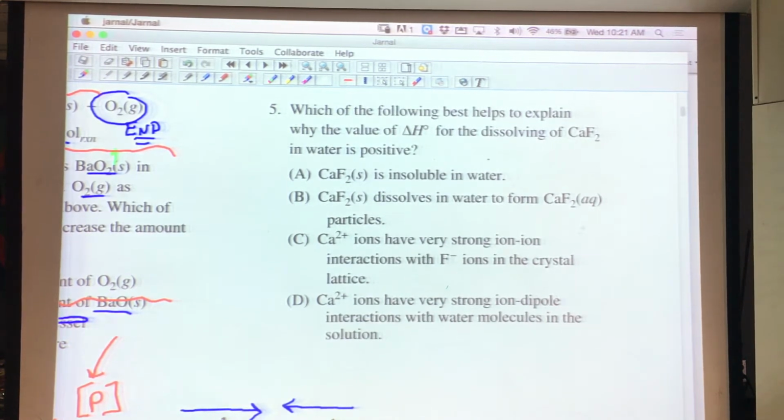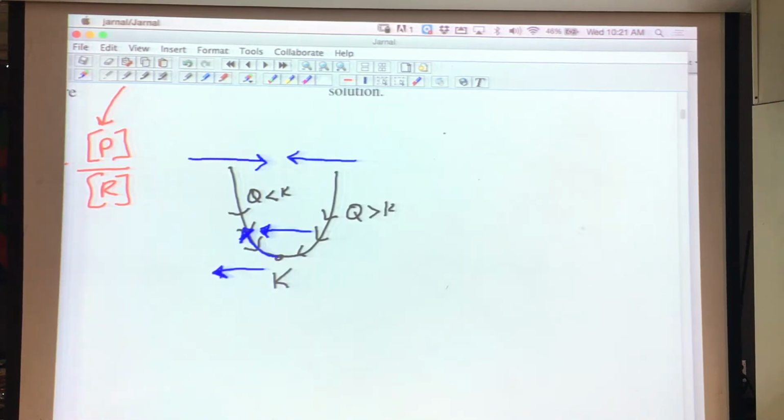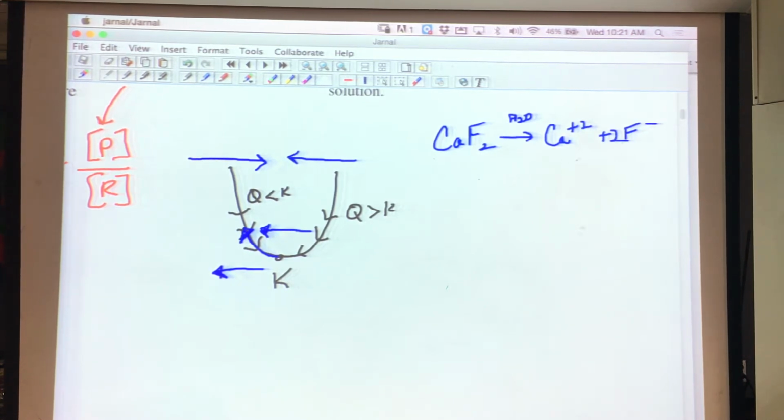Okay. Which of the following best explains why the value of delta H of 0 for the dissolving of calcium fluoride is positive? It's an entirely different reaction. This is a great little question that's going to pop up in part 2. They want to know when calcium fluoride dissolves in water, so I put a little H2O on top here, but you didn't have to. They're not asking for this, but I'm doing this so you can see, okay, it becomes calcium plus 2 plus 2, so this is happening in water. Now this is solid, and this is aqueous.